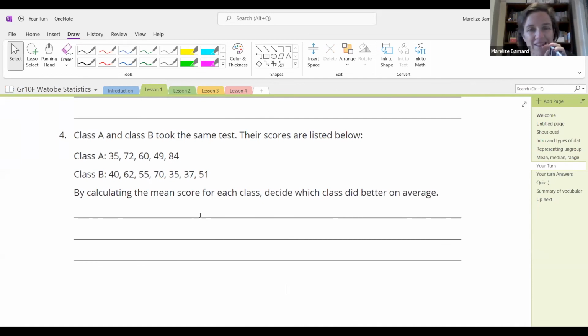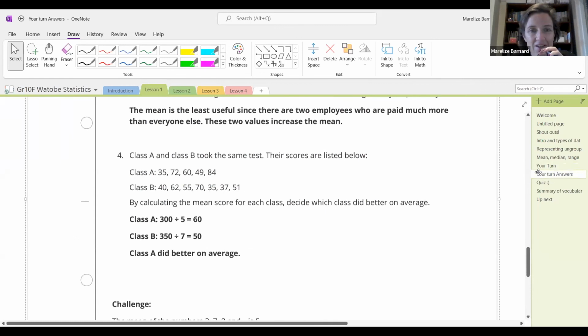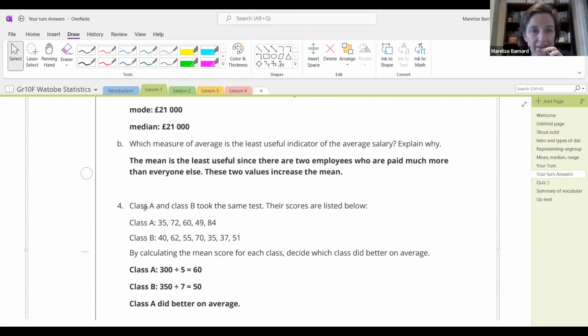Okay, so everyone seems to say it is class A. Let's have a look at our answer here. So for class A, the average is 60, and class B, the average was 50. So class A did better. Okay, well done. Good stuff, everyone.